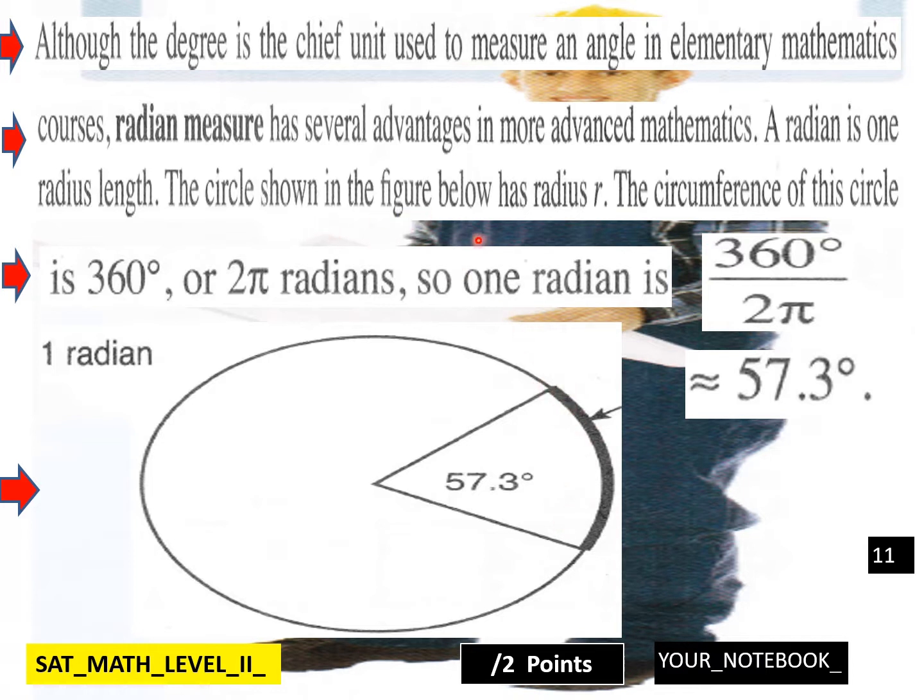The circle shown in the figure below has radius r. So the length of this would be a radius here. And then this radian will be the same length as a radius here. The circumference of this circle is 360 degrees, or 2 pi radians. So 1 radian is 360 degrees divided by 2 pi, which is about 57.3 degrees. And so this angle here, 57.3, would equal 1 radian here. So 2 pi times this radian would be the complete circumference of the circle.